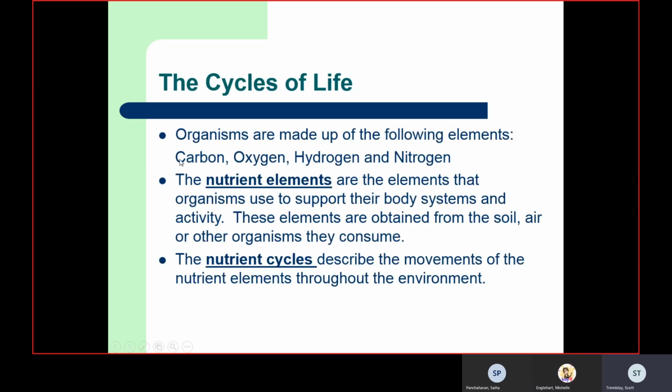Interestingly enough, these are the four main elements that make up life. We use the word carbohydrate, right? But essentially, it's basically just a protein molecule. All living stuff is made of protein, and these are the four molecules that make up protein for the most part. And the nutrient elements are the elements that organisms use to supply their body systems and activities.